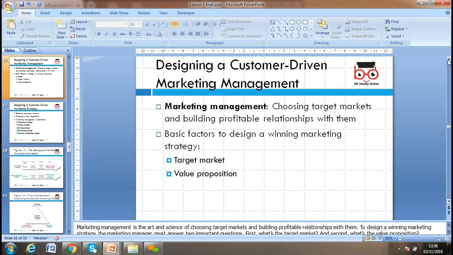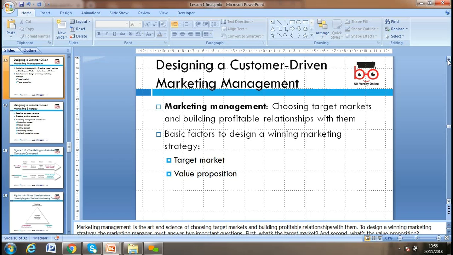Next we're looking at designing a customer-driven marketing strategy. Marketing management means choosing target markets and building profitable relationships with them. The basic factors to design a winning marketing strategy are target market and value proposition. Target market: to whom do we really want to target? Upper class, middle class, lower class. Which area? Then there are further classes as well.